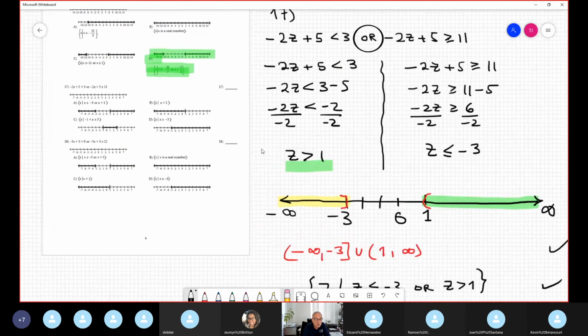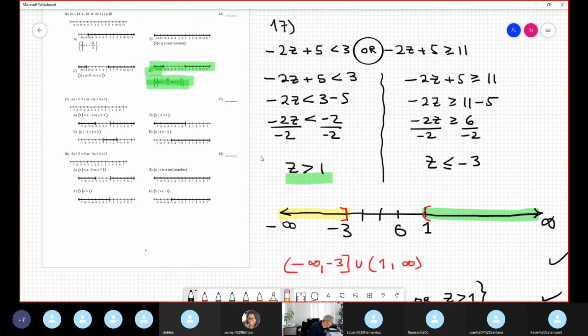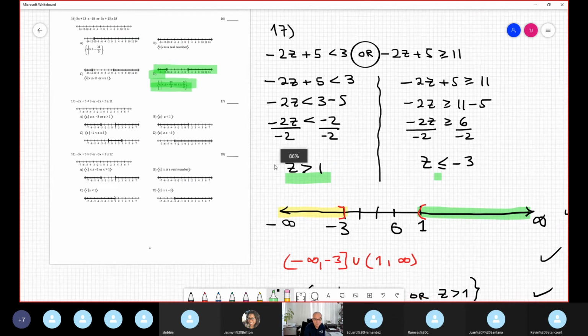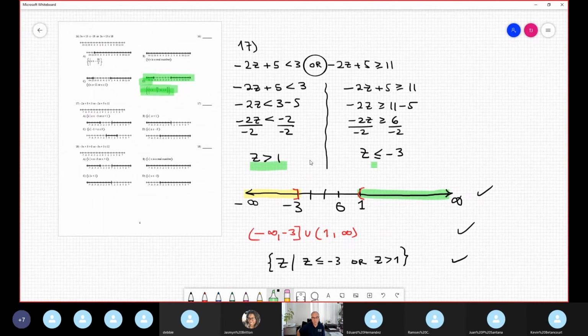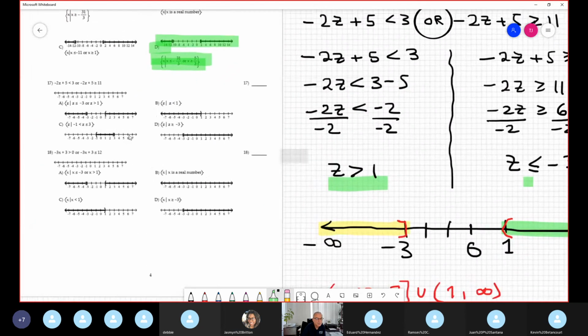So now 17. What do you think about 17? Let me see in the answer sheet. I have the answer sheet here. Okay, what do you think, guys? Is it A, B, C, or D? Come on. It's A. You're right. It's A. Let me zoom to see much better.